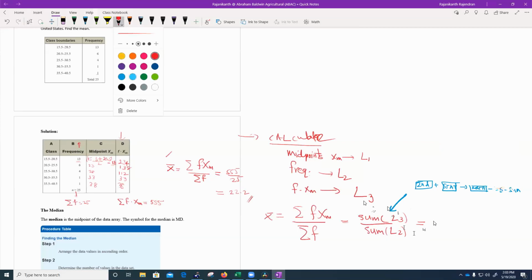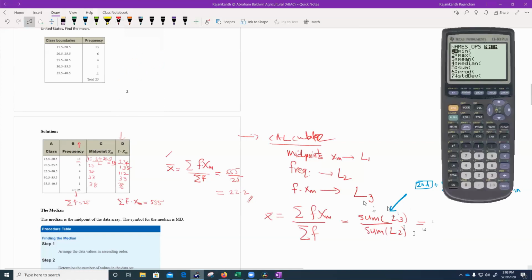Okay, so I'm going back to my calculator. I need to know this sum. Sum of what? Sum of L3. Where's L3? L3 is number 3 with the yellow button, right? Okay, close this button. So that is my numerator piece.